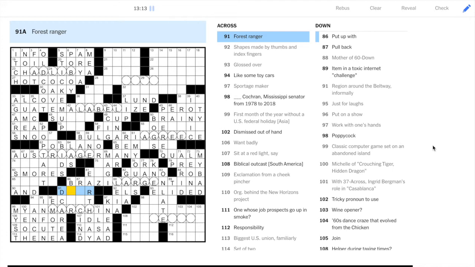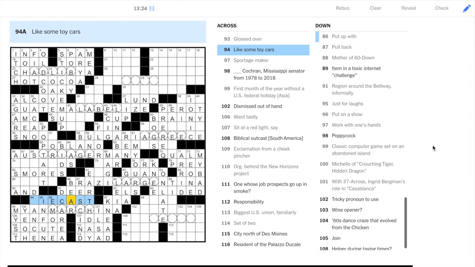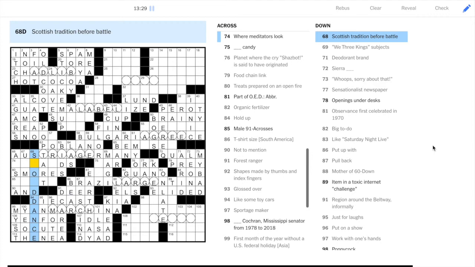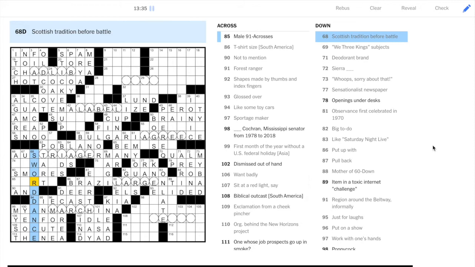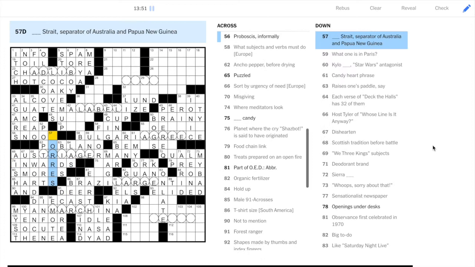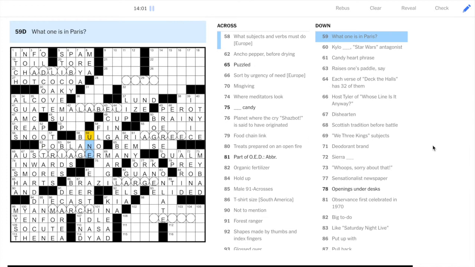Then we have bear and rescind is pullback. Toy cars may be die cast. And then a Scottish tradition before battle. I guess they do a sword dance. Male deer are hearts. Meditators look inwards. So snoot is another word for your nose, I guess.